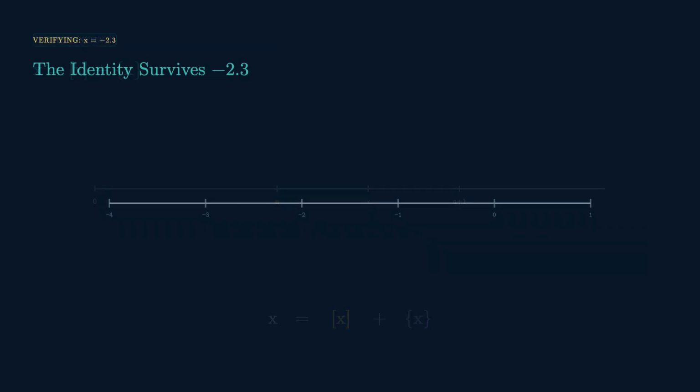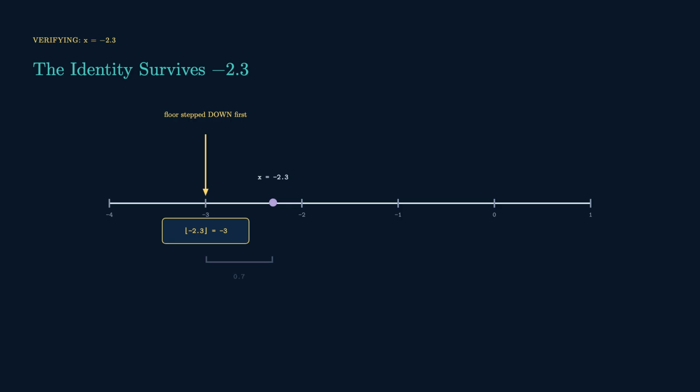Now the real test. Drop negative 2.3 on the line, it lands between negative 3 and negative 2. Floor steps down, so the whole part is negative 3. The leftover? Positive 0.7. Add them, negative 3 plus 0.7 is negative 2.3. It works. But only because the floor went down first. Drop the decimal instead and the whole thing collapses.